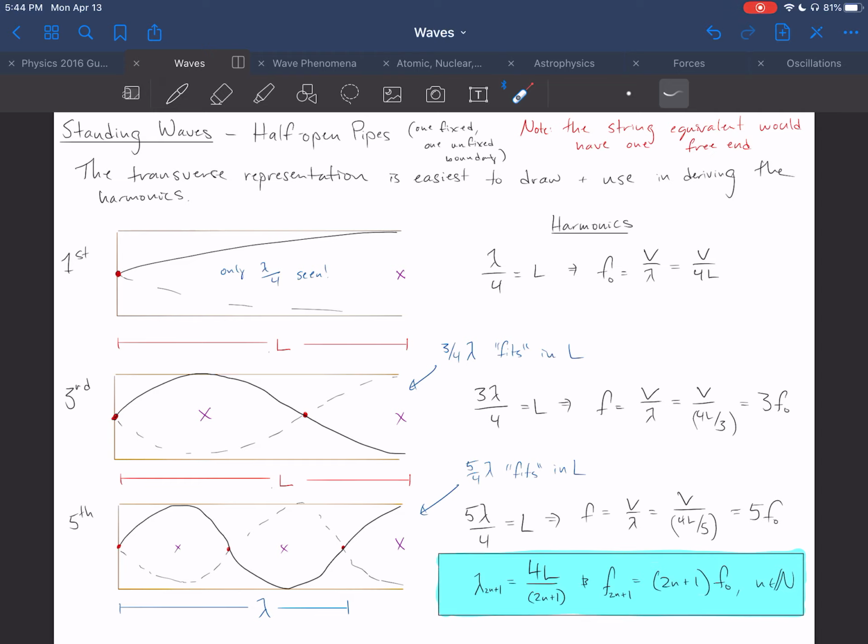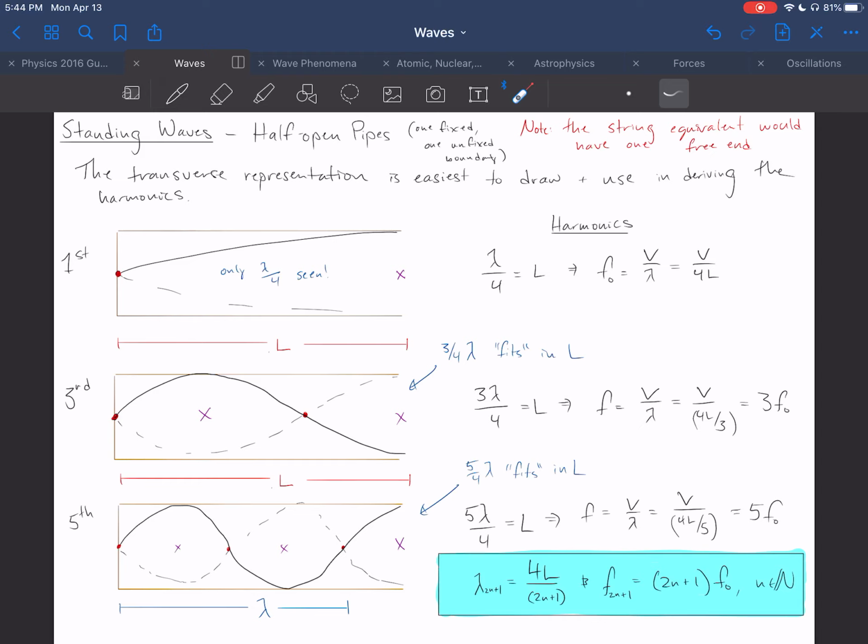Okay? But now consider what happens when you move to the next harmonic. The important thing to recognize is that for a half-open pipe, you have a node at one end and an antinode at the other. You always need to have a node at the fixed end and an antinode at the unfixed end. As a result, the next pattern that fits in our pipe has one extra antinode and one extra node. So we increment both the antinodes and the nodes. Let's take a look at what this means.